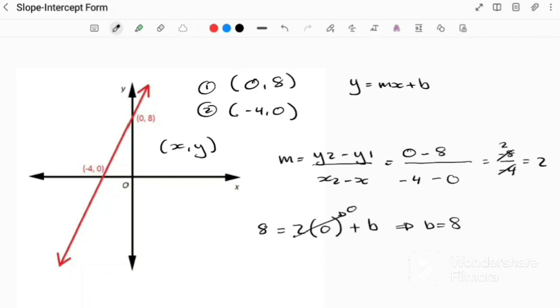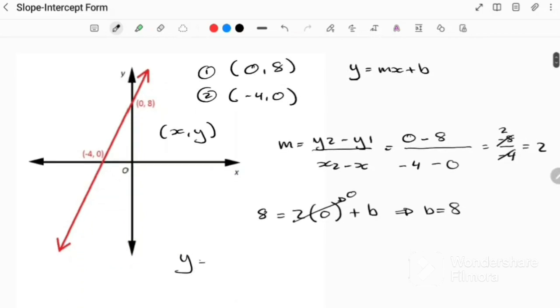Now that we have m and that we have b, we can go ahead and find the equation of the line, and that is going to be y is equal to, our m is 2, x, and our b is 8. This is the equation of this line. So if we want to find any point on the line, say this is -8, and we want to find what is the corresponding value of x, you can plug in -8 for y and solve for x, and it will give you this point on this line.